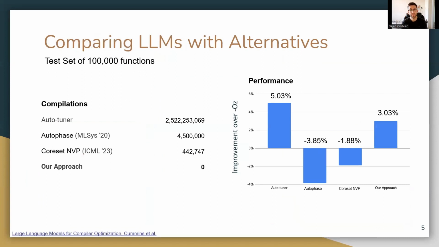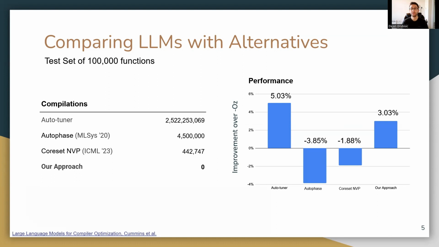When it comes to comparison with alternatives, this approach doesn't use any search, and therefore it has zero compilations, while alternatives have hundreds of thousands and even millions of compilations to achieve their performance. When it comes to performance, which is code size in our case, we can see here that the autotuner used for the training set achieves 5.03% improvement over default -Oz optimization, while two state-of-the-art approaches, AutoPhase and Coreset-NVP, have regressions. And finally, our approach achieves 3.03% improvement over default optimizations.